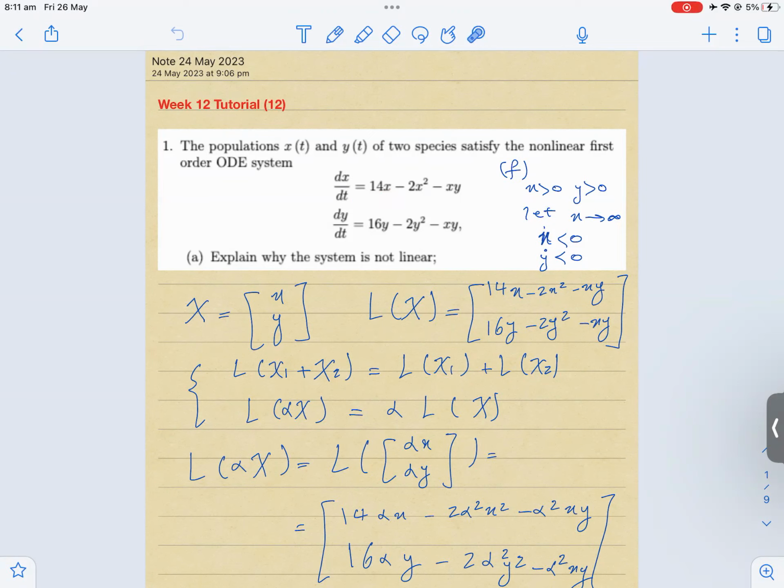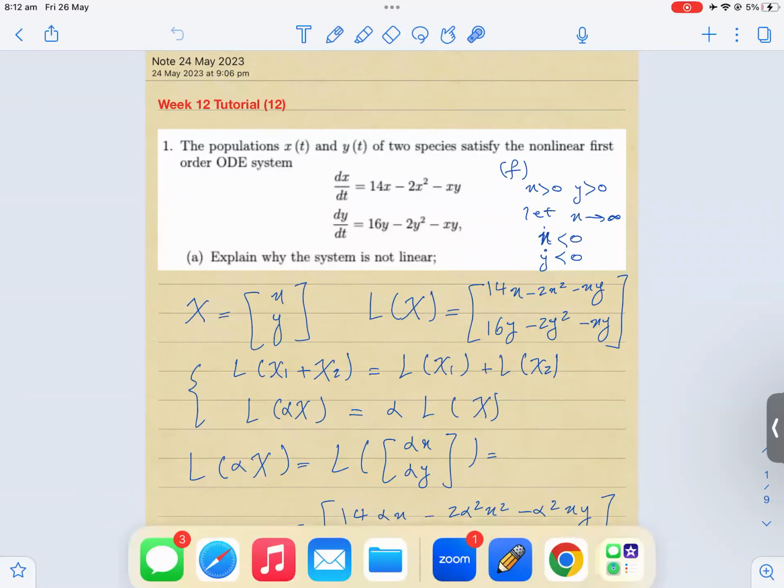You don't see. You don't see. Yeah. All right. So I'm going to try this one. Okay, so 14x minus 2x squared minus xy. So let's write this one here.